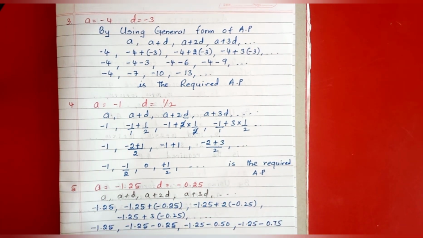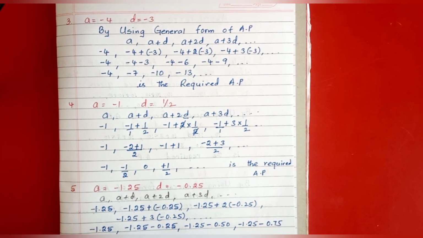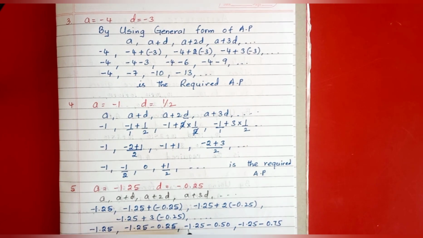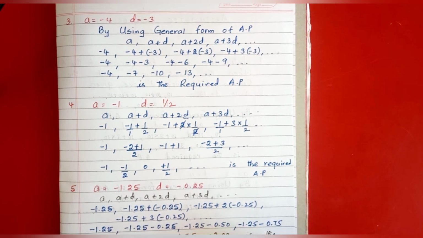Now again simplifying, we get minus 1.25 comma minus 1.25 minus 0.25, you get minus 1.50, then minus 1.75, then minus 2.0 is the required AP.